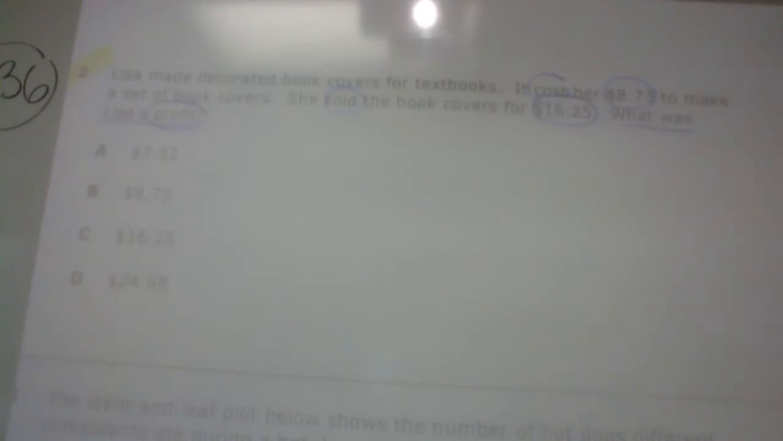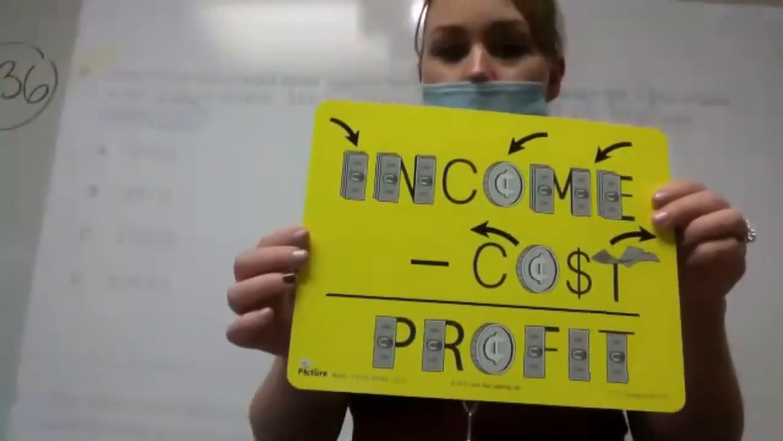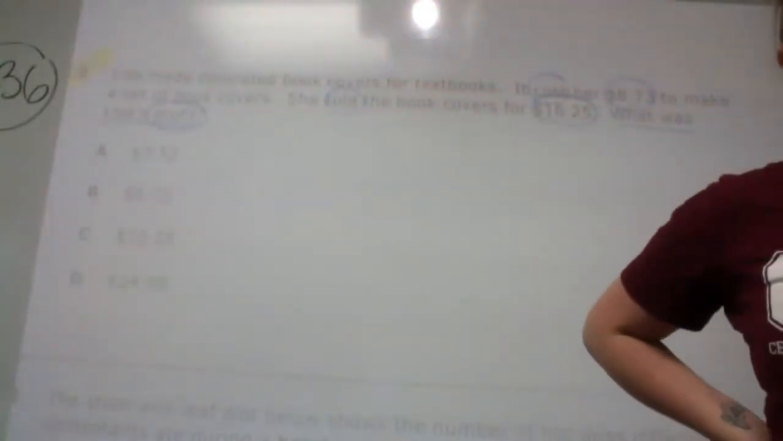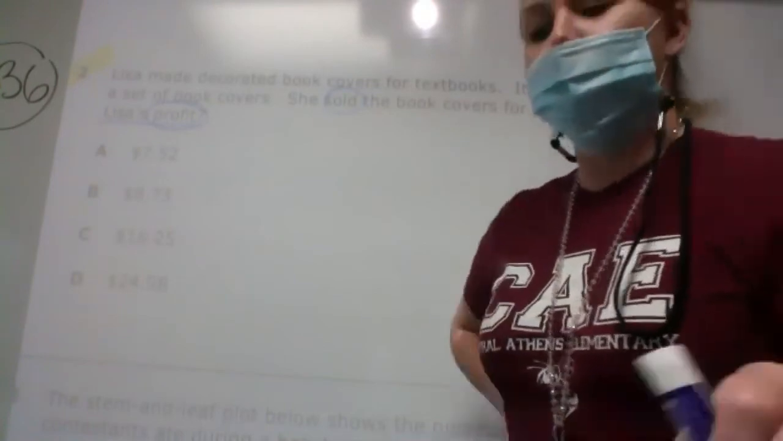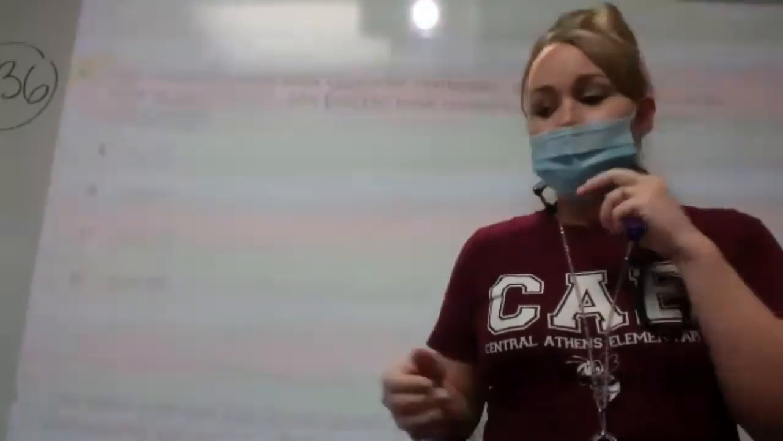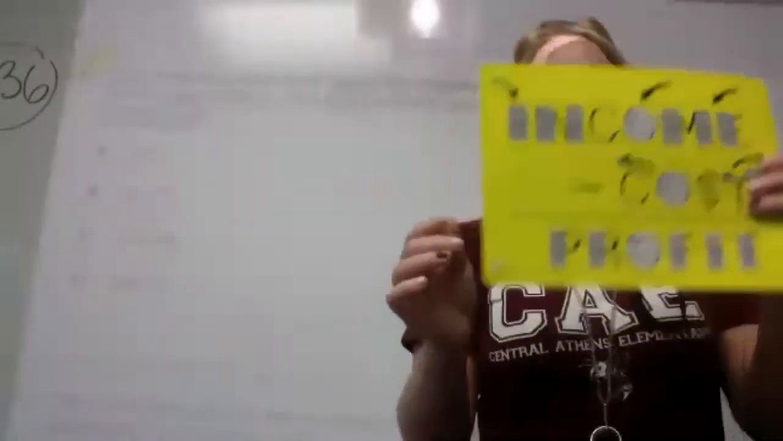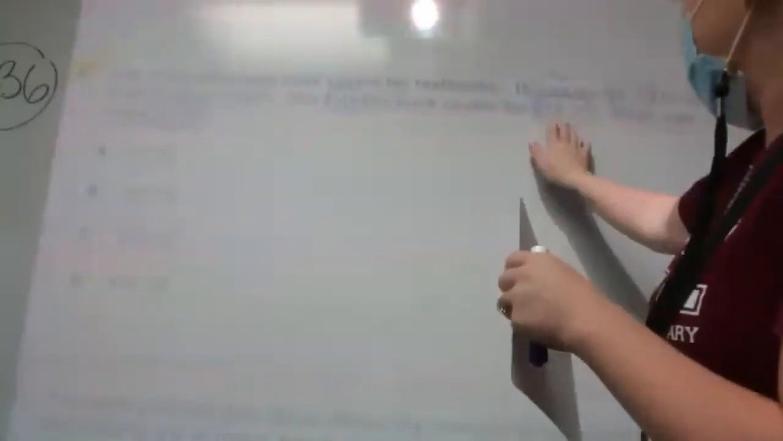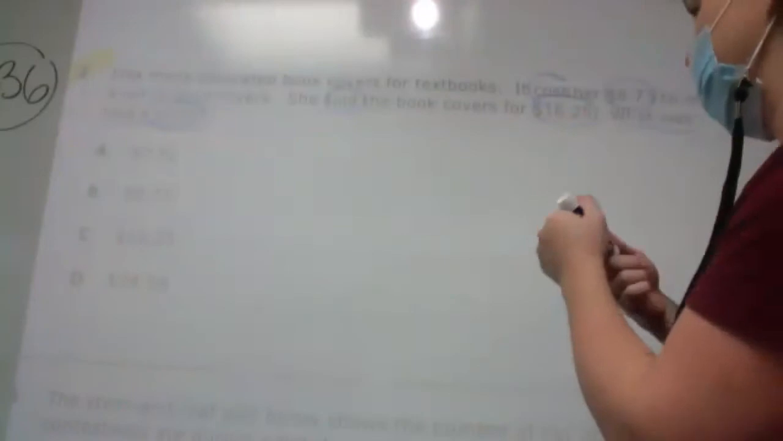All right. So here, remember, for profit, it's income minus cost equals profit, okay? So what was her income? How much did she make from selling them? $16.25. Yeah, because remember your income, and look at the little poster. Income is money coming in. Incoming money, money coming in. So the money that she got was $16.25. So I'm going to write that.